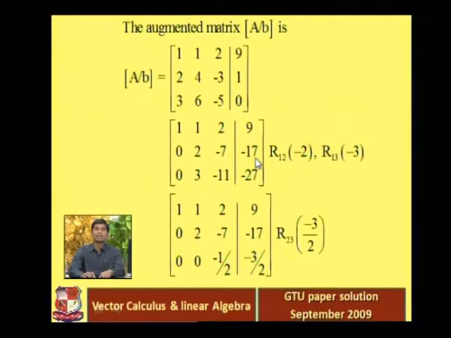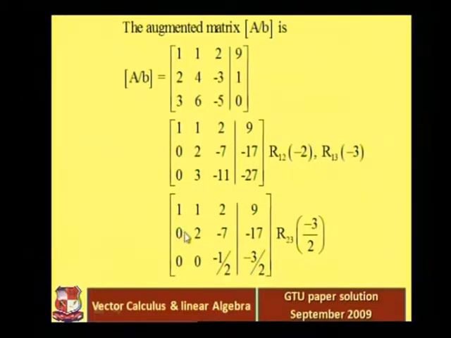Similarly, when we multiply -17 with -3 by 2, you can understand that 17 into 3 is 51, correct? 51 by 2 minus 27. So when we take LCM, 51 minus 27 into 2, that is 51 minus 54 divided by 2. So that's why here -3 by 2, okay? So now this is our new matrix.